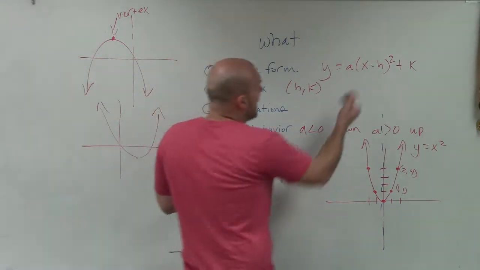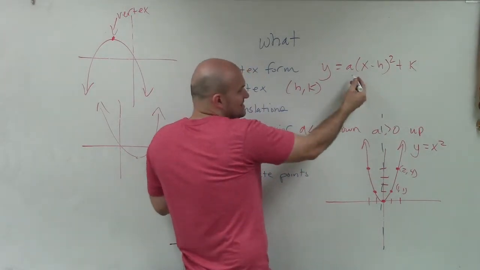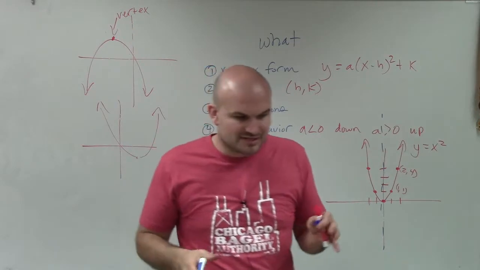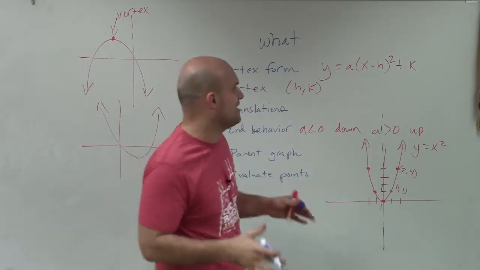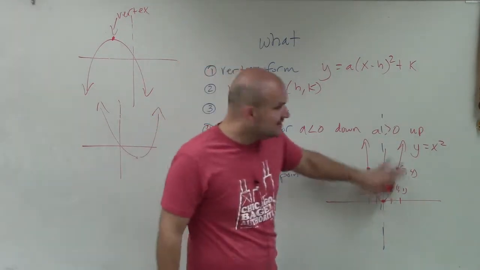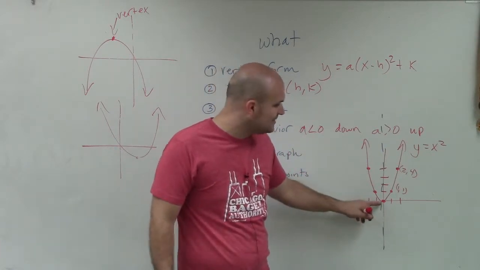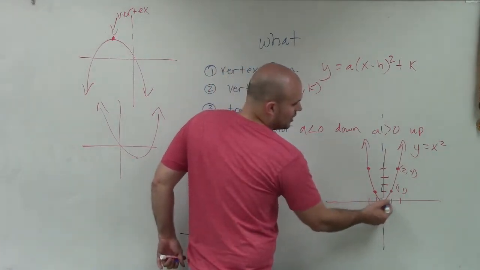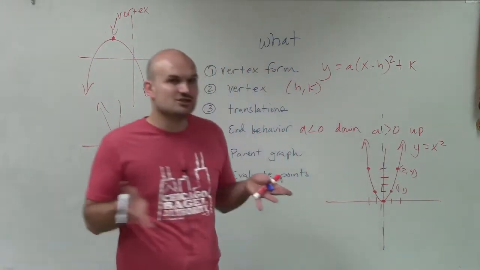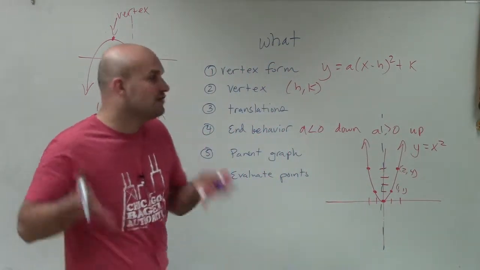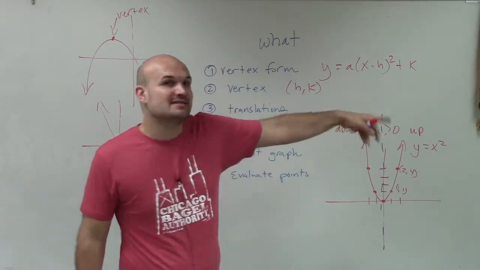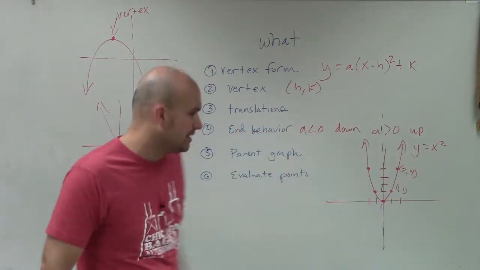So if there's no value of a as far as an absolute value that is other than 1, then these points are going to stay in their relationship to the vertex. It's going to be over 1, up 1, over 2, up 4. That relationship is going to stay intact for all transformations unless the absolute value of a is going to be greater than or less than 1.